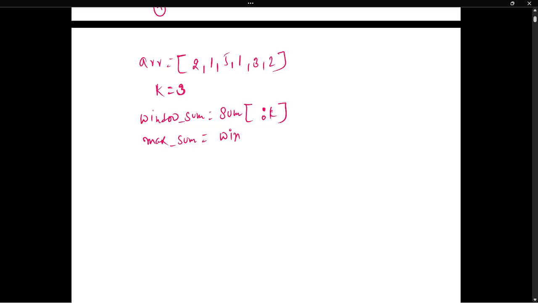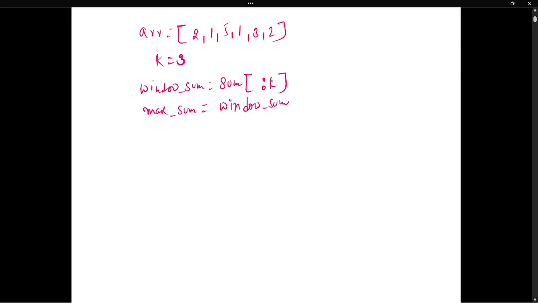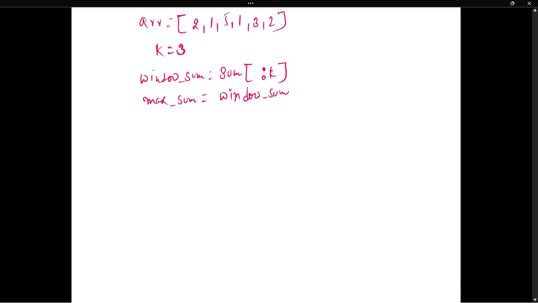So initially we have the window sum, that would be the initial sum. Okay, that would be the maximum sum. Then what will we do? We will run a loop, for i in range. What range will we take? We will take a range from k to the length of the array. Okay, so we will run the loop from 3 to the end, because we are already considering these elements.